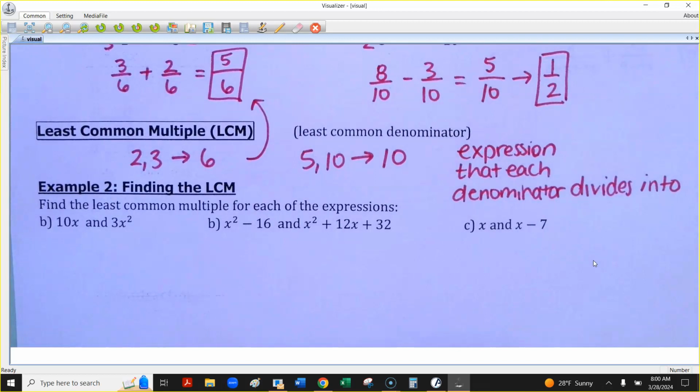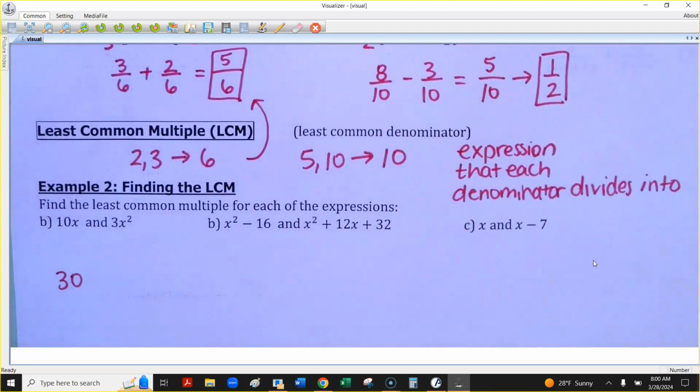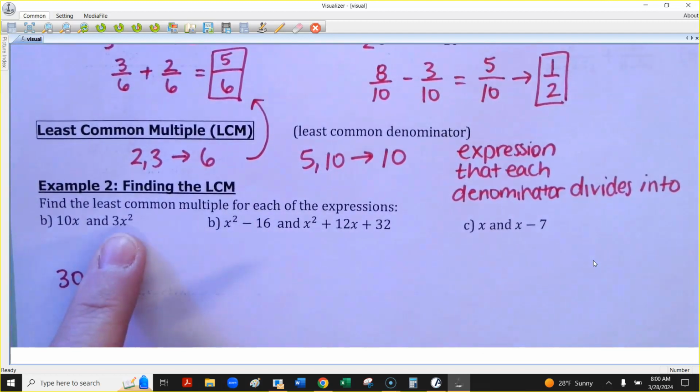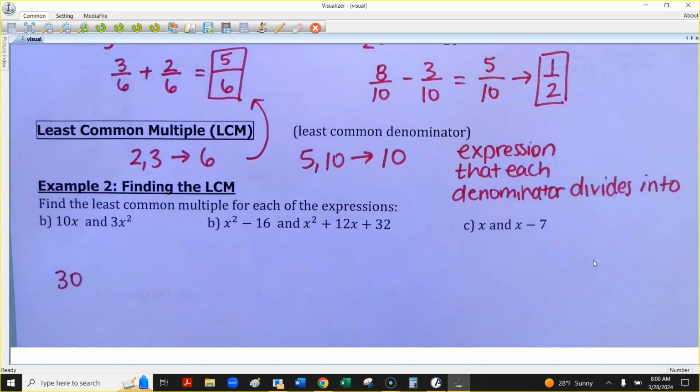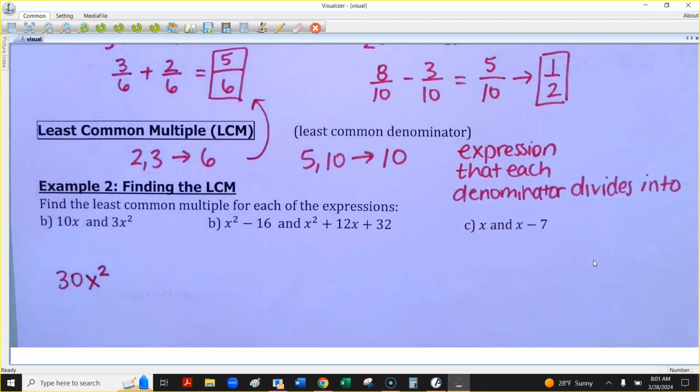Yeah, I think it's just 30. Okay, now, the least common multiple has to be, for variables, the biggest variable that you have. So like this is a 10x and this is a 3x squared. My least common multiple that both of those would divide into would have to be the highest power on your variable. So it's got to be the x squared. So that would be a least common denominator between those two terms.